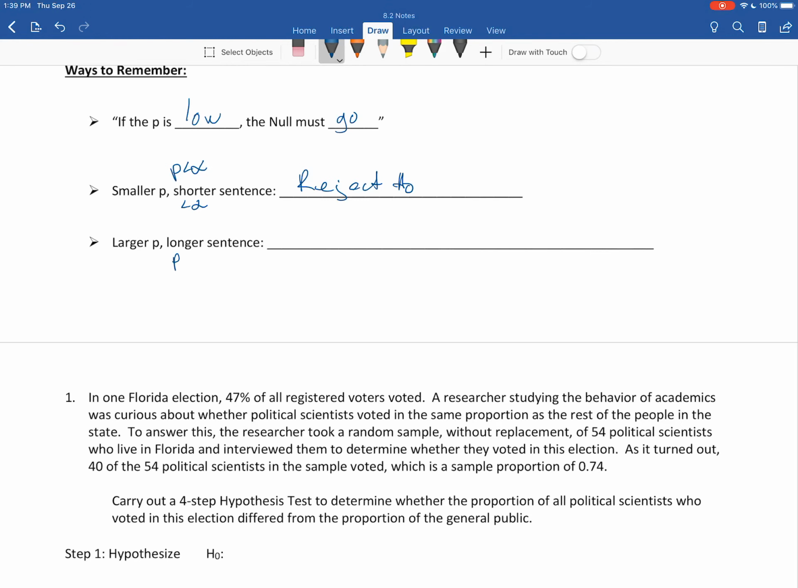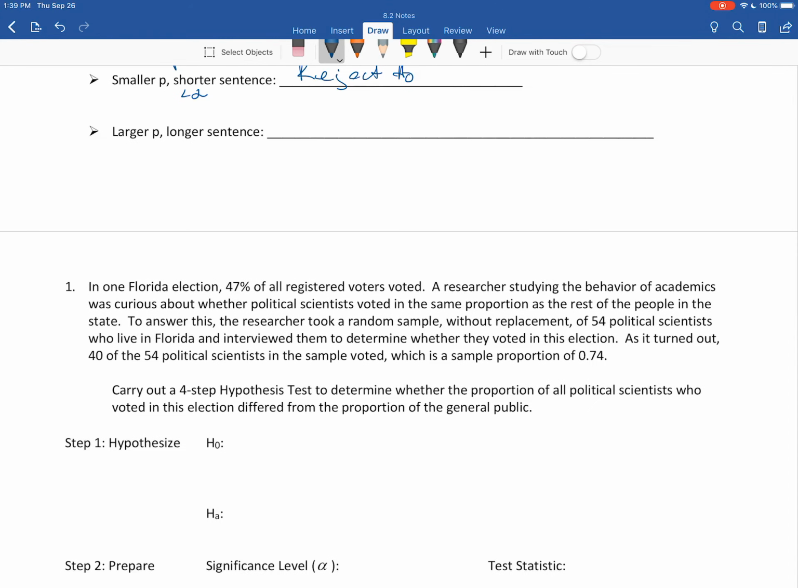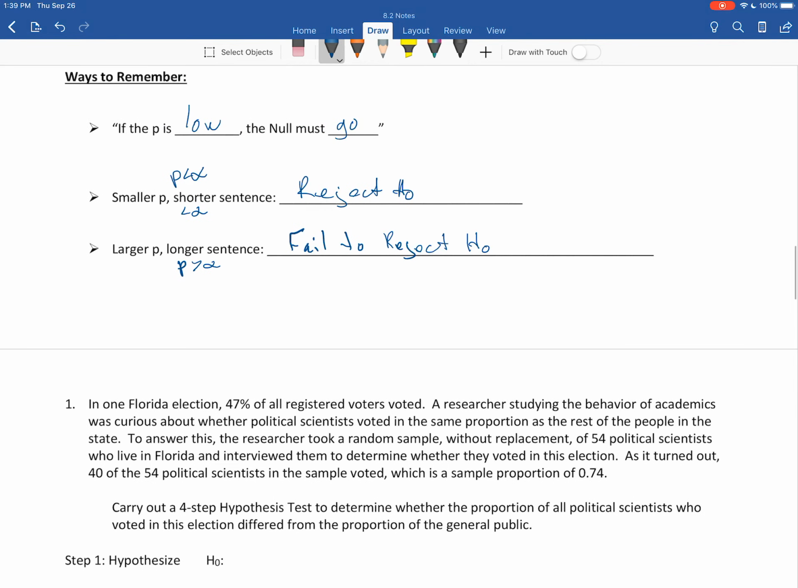However, if my p is larger than alpha, then I need a longer sentence. In this case, I am going to fail to reject the null. So whatever way you want to think about it, it's very important for you to remember what to do when your p-value comes out either less than or greater than alpha. Smaller than alpha, reject the null. Larger than alpha, fail to reject.